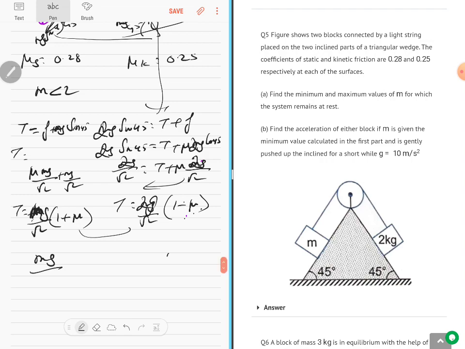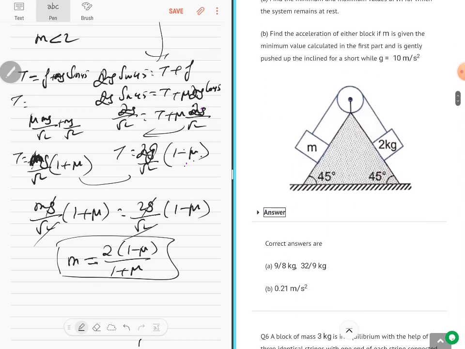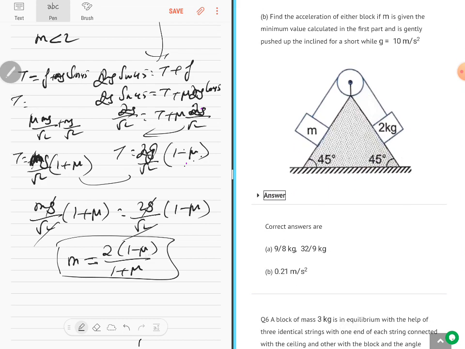And you don't know what m is, so you can equate both the sides. mg by root 2 into 1 plus mu is equal to 2g by root 2 into 1 minus mu, where g and g get cancelled. Therefore root 2 also gets cancelled. So m is 2 into 1 minus mu by 1 plus mu. This will be the unknown mass m. This could be the value of m. But they have given this is all mu static.